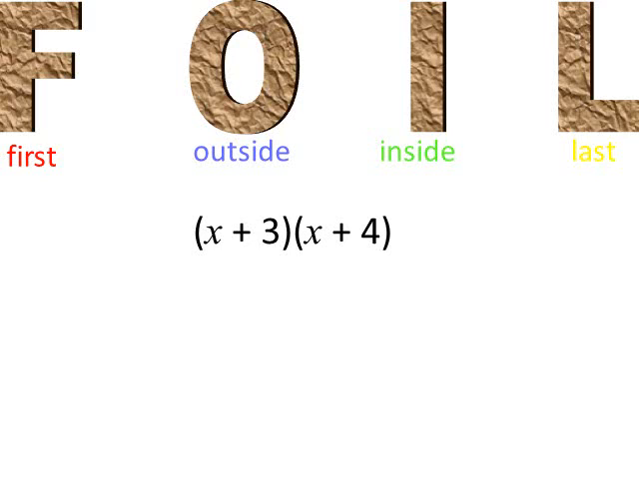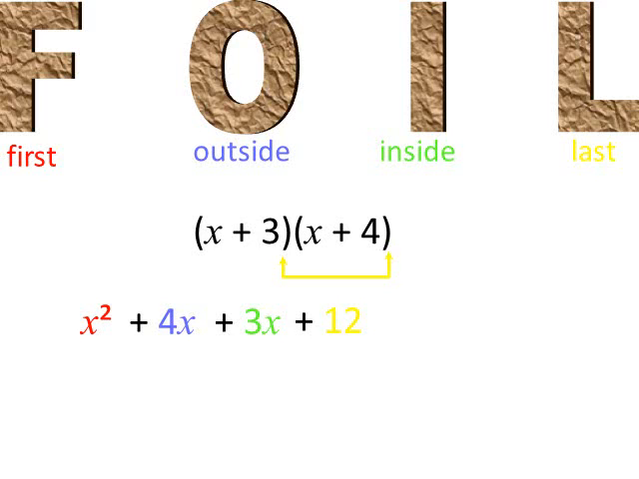So first, we want the first term in each binomial. In this case, that's x and x. And x times x is x squared, so we write that first. Then the next term in our new expression, we multiply the outside numbers together. In this case, x and 4 are on the outside of the problem instead of the middle. So x times 4 is 4x, so we put plus 4x. Now remember, each of these multiplications is going to be a new term in our new expression. Then I is inside, that's 3 and x, so that's 3x. And then last is 3 times 4, because those are the last numbers in each binomial. 3 times 4 is 12.